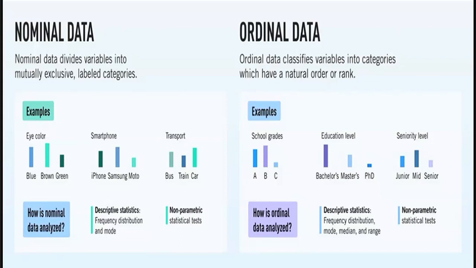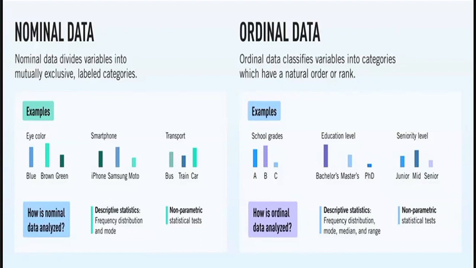Now, when it comes to statistics, what kind of statistics does one have to conduct? For example, if you have nominal data, you cannot conduct mean or median. You can conduct only mode, that is, frequency distribution. And you can also do non-parametric tests. Basically, you're going to do a non-parametric statistical test here.